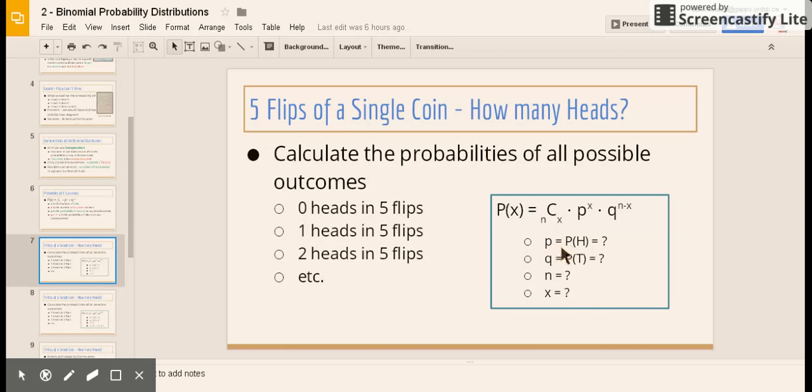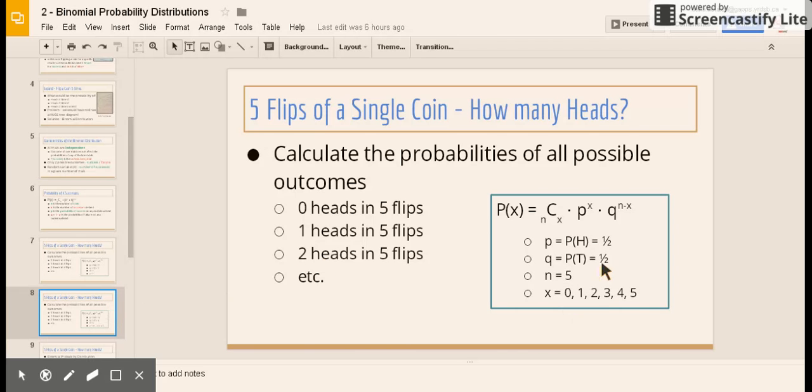So P, the probability of getting a single head, would be 1/2. Q is the probability of getting anything but heads, in other words, tails in this case, so also 1/2. N is my total number of trials, so it's 5 flips. And X is each individual probability distribution, the number of heads I want. So X is going to change for my whole probability distribution.